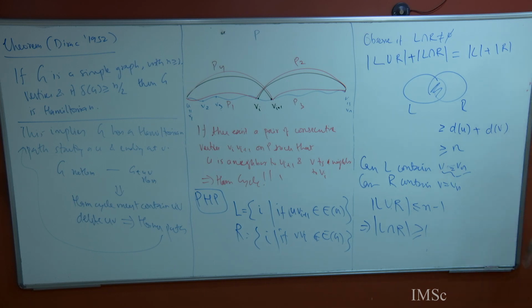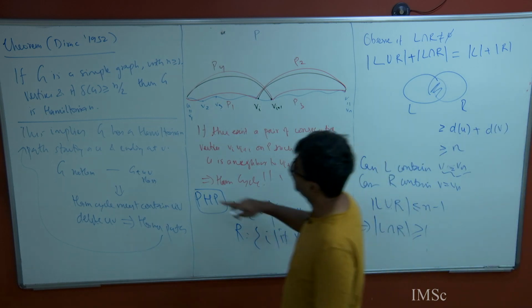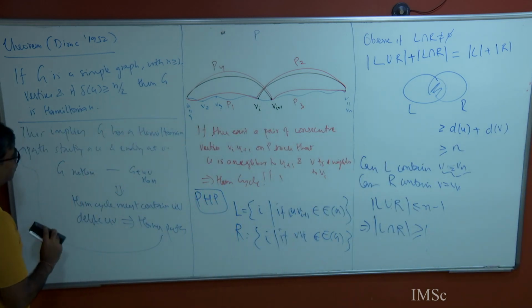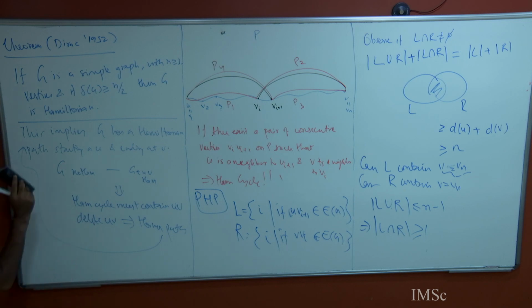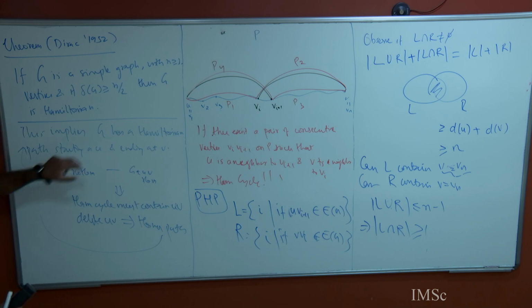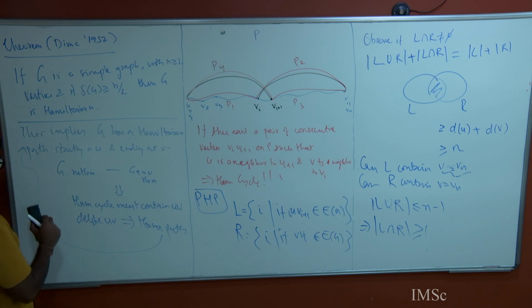But look at the proof of this. Did we ever use the fact that delta G is at least n by 2? All we cared about is the following. There is a slightly stronger version of the theorem which says that you can replace this statement with the fact that for any non-adjacent vertices u, v, d(u) plus d(v) is at least n, and then you are done.